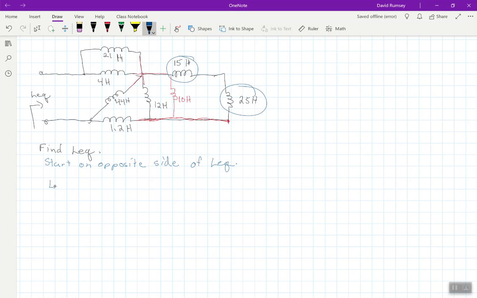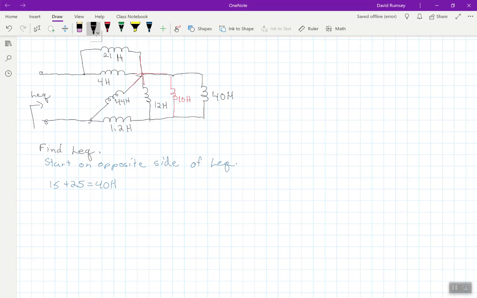So we would get 15 plus 25, which is 40 Henrys. So now what I'm going to do here is erase those. I'm not going to erase this bottom bridge. Well, I'll go ahead and erase it. And so I've got 40 Henrys now. So now I've got an inductor here whose equivalent inductance is 40 Henrys.